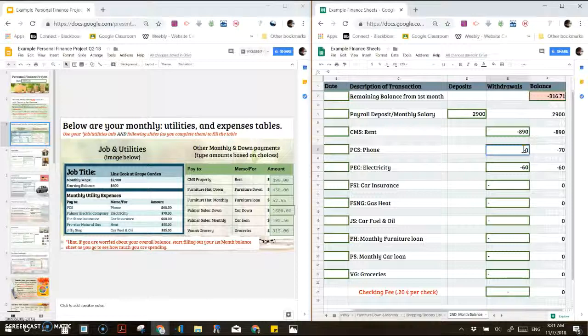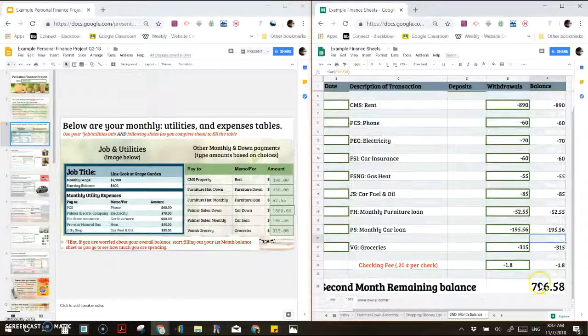So my phone was actually 60, my electricity 70, insurance 60, heat 55, and fuel 85. Monthly furniture loan, make sure it's the monthly furniture loan. And monthly car loan. And the groceries month, they're going to change, but it's going to be roughly around that amount. And the checking fee again.